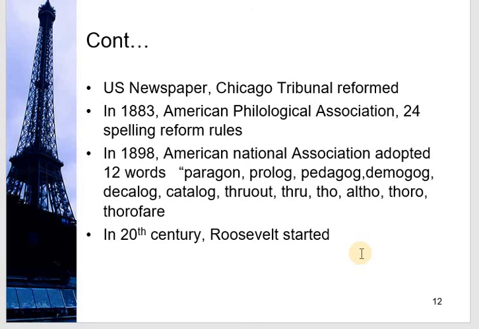In the 19th century, Roosevelt also started a spelling simplification movement. Roosevelt was a nationalist and he propounded the idea of Americanisms, that America is a different country from England. We have got freedom from British colonizers and we should also get freedom in linguistics. Our language should be free from foreign influences.